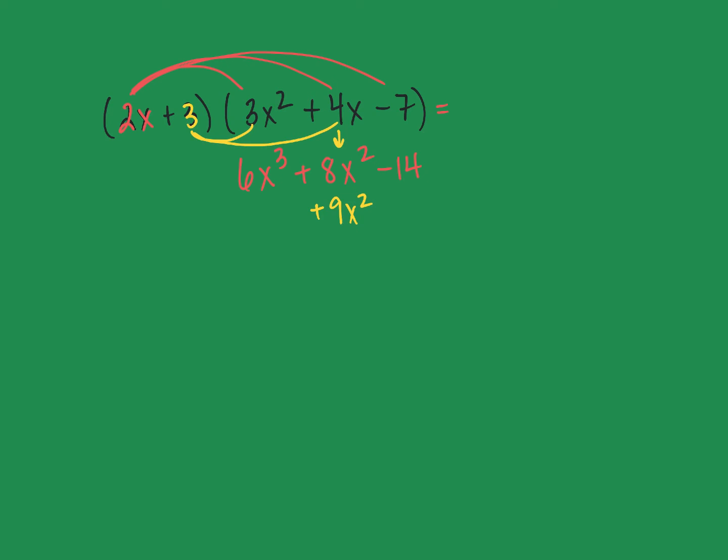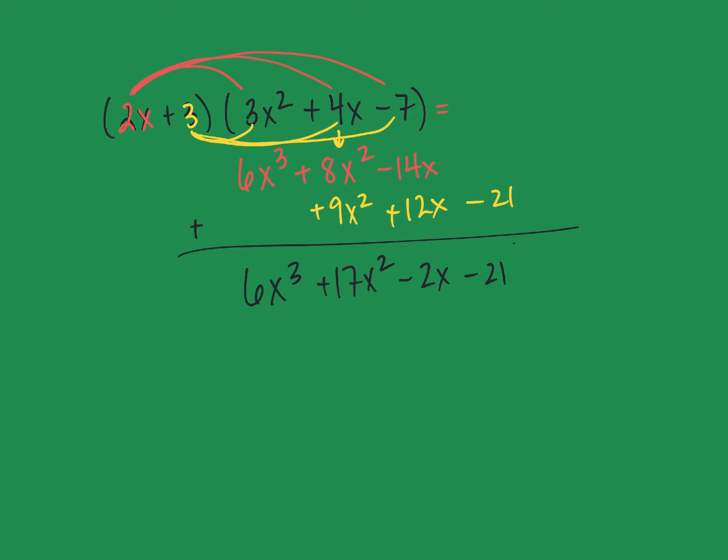Then 3x times 4x is going to give me, oh, I left out my x here. Oops. That 2x times 7 was actually a 14x. I apologize for that. So 3 times 4 will give me a positive 12x. And then 3 times negative 7 will give me a negative 21. Now when I combine my like terms, I'm essentially adding these together. 6x cubed has no friends, so he just stays down here. 8x squared and 9x squared make a 17x squared. Negative 14x plus 12x is going to give us a negative 2x, and then our negative 21 tags along.